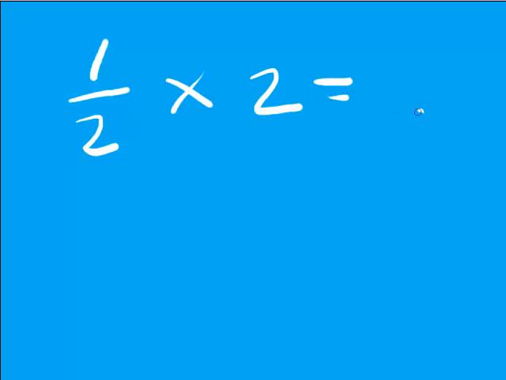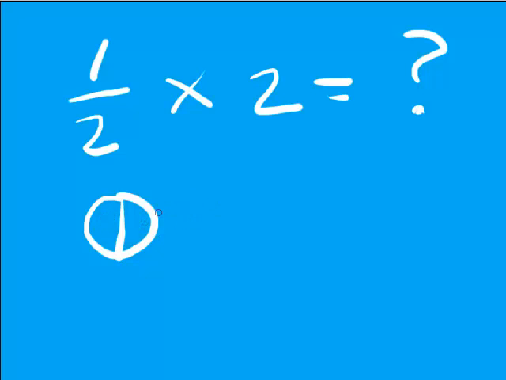Let's start off with a really simple equation. 1/2 times 2. Okay, so if we look at this visually, this is fairly simple. If we look at 1/2, here's a circle, and I'm going to cut it in half. Boom. Okay, there's 1/2, there's the other half.